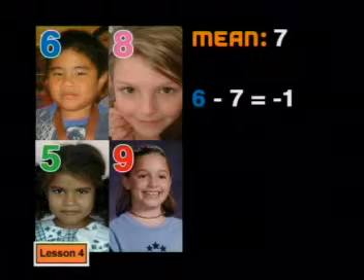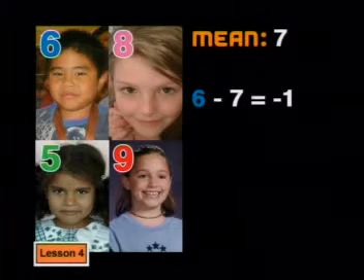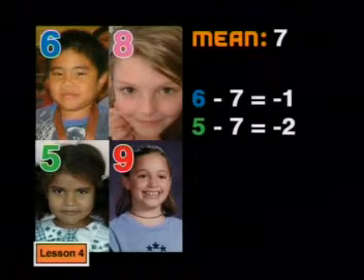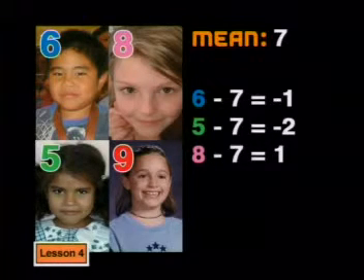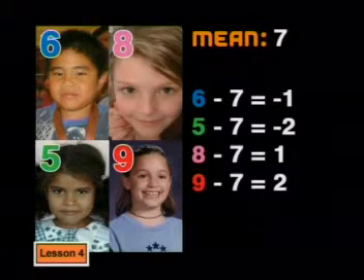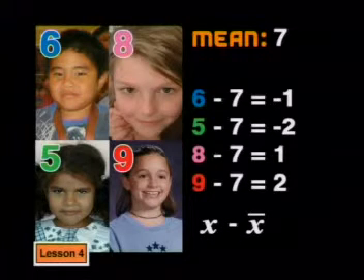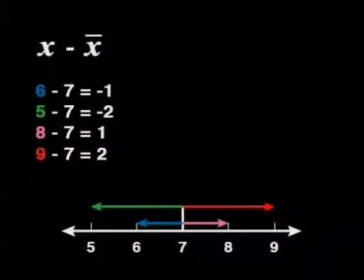Now, we want to see how different each age is from the mean. 6 is 1 year younger, 5 is 2 years younger, 8 is 1 year older, and 9 is 2 years older. So we have found x minus the mean x bar for each data value. So x minus x bar shows how far away each data value is from the mean, or by how much it differs from the mean.